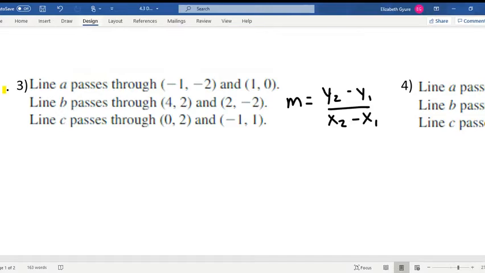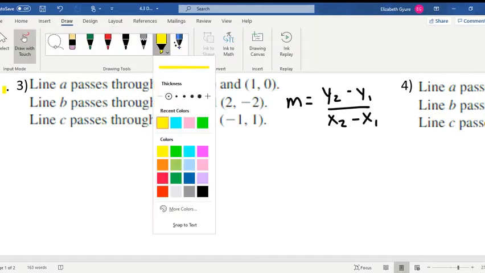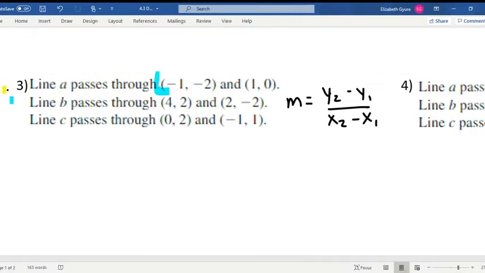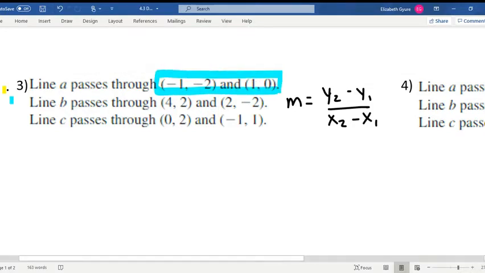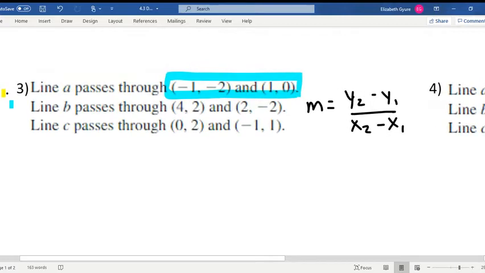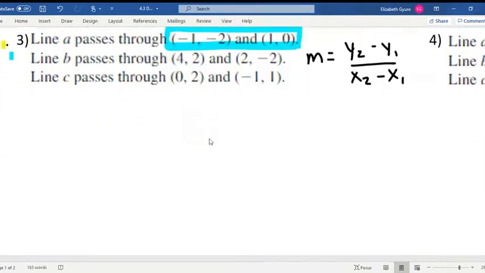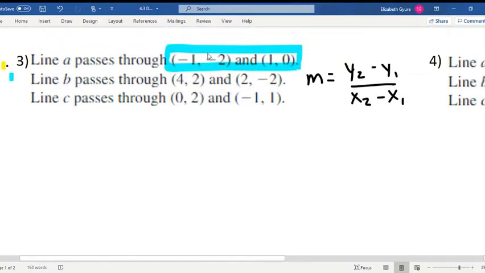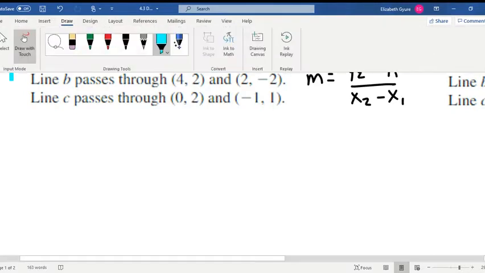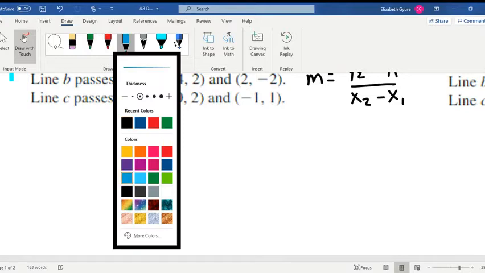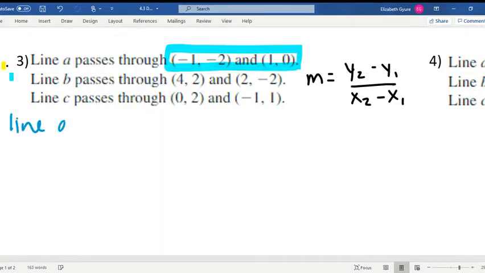So I guess I'll color code these so you can see a little bit better. We'll do blue. Okay, so we're going to look at this first set of points first. So remember, subtract your x's with your x's and your y's with your y's, right? If you want, you can label it on there. So for line A, let's subtract our y's first.